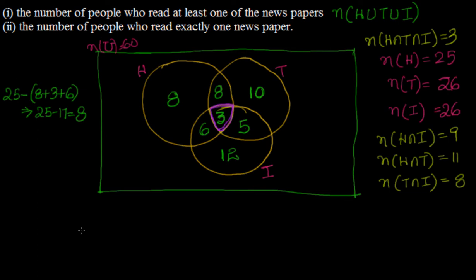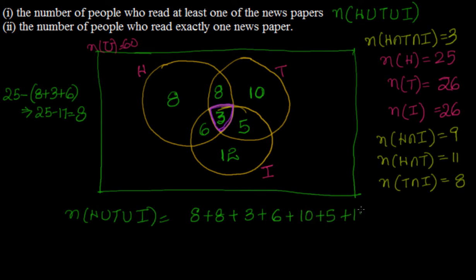That's a formula we have learned. But I don't need the formula. I know that H union T union I means I should completely take all the values without any overlapping. So I have all the different sections very, very clear. Now I can just add them up. n of H union T union I is nothing but equal to either H or T or I. That's nothing but equal to 8 plus 8 plus 3 plus 6 plus 10 plus 5 plus 12. That's equal to 16, 19, 25, 35, 40, 52. So that is nothing but your n of H union T union I.